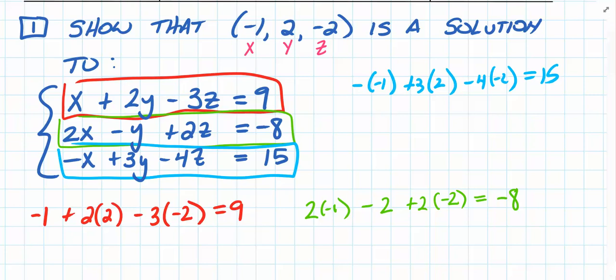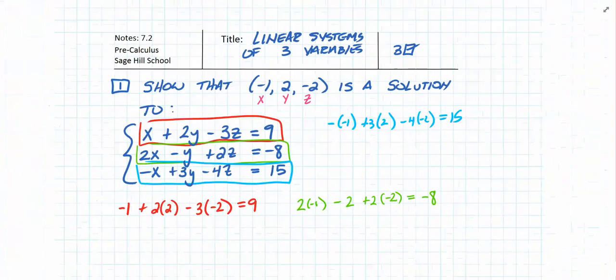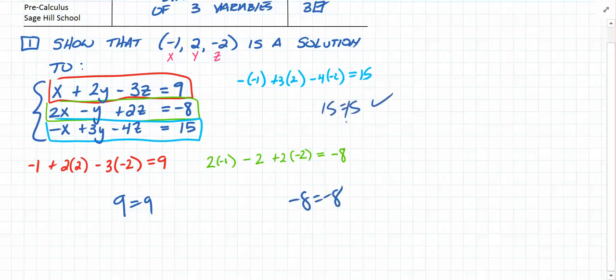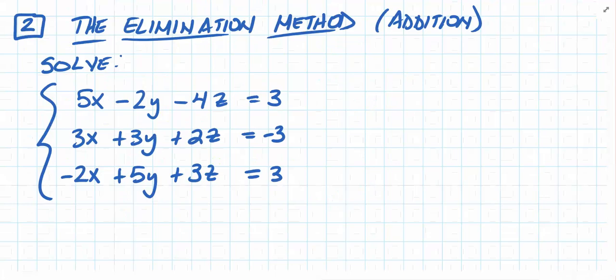And we'll come back. According to all the individual groups here, we have checked and independently verified that indeed 9 is equal to 9, and that -8 is equal to -8, and that 15 is equal to 15. So you actually have to check each of these to show that they are indeed true. Is that pretty straightforward so far? Yeah. All right.